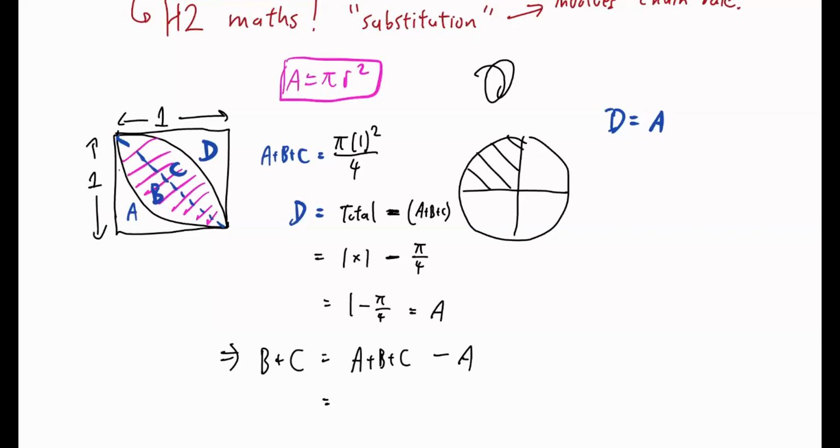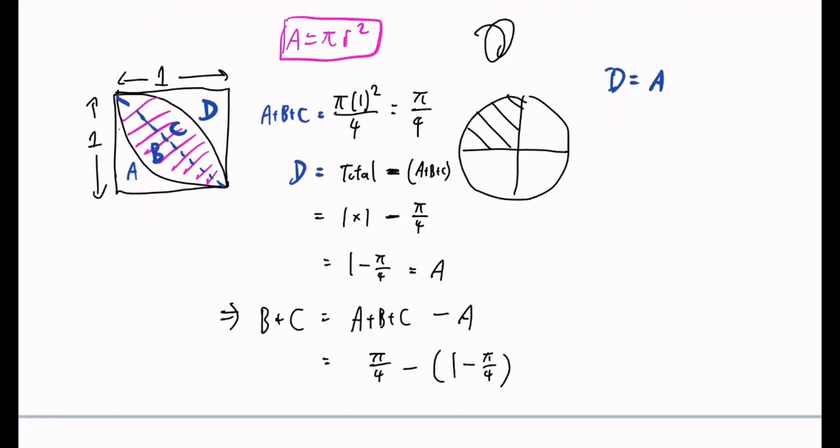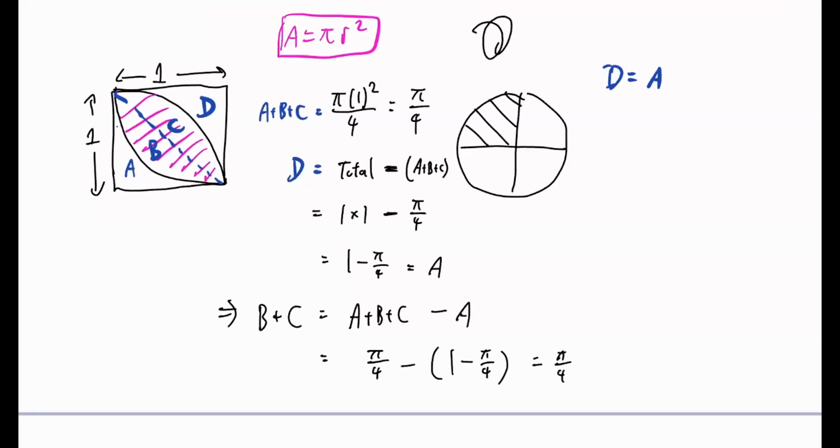Anyways, A plus B plus C, you already know is pi over 4. Let me just write this down over here. And then minus away A, which is minus away 1 minus pi over 4. Distribute the negative sign now. So pi over 4 minus 1 plus pi over 4. This gives me 2 pi over 4, which is pi over 2 minus 1. Answer, okay? This is primary school math.